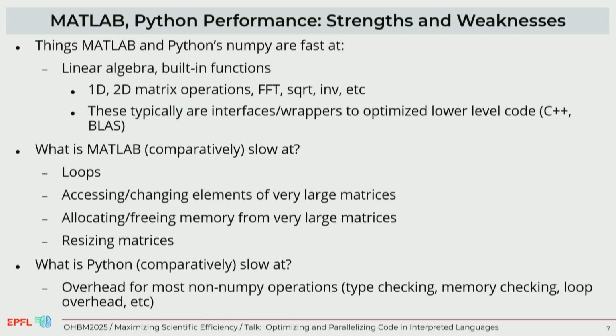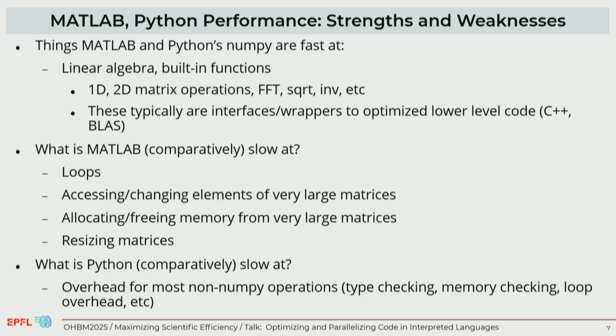So, some strengths and weaknesses of MATLAB and Python: they actually run really quickly for a lot of their built-in functions and for linear algebra operations. That's usually because they're just talking to compiled code from a lower level behind the scenes, like C++ or BLAS operations. What they're typically slow at is basically everything between those.